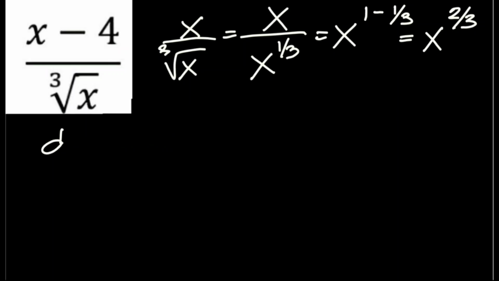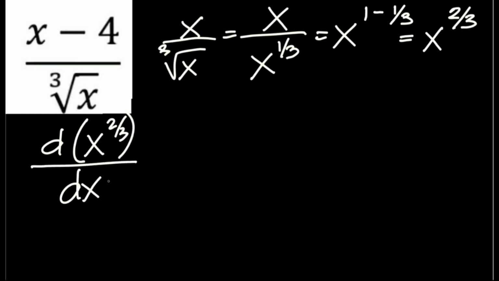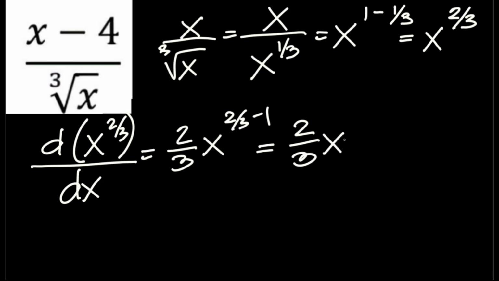Okay. So we get the derivative of x to the 2/3 with respect to x. This is just equal to 2/3 times x to the 2/3 minus 1, which is 2/3 times x to the (2 minus 3) over 3. So 2 minus 3 is -1, and this is x to the -1/3.